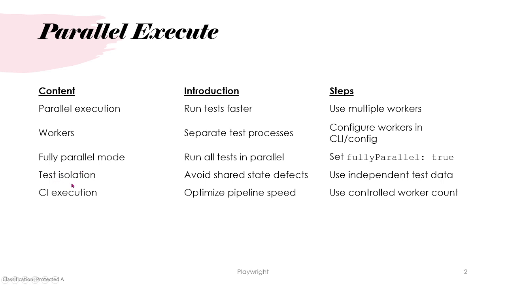Test isolation: avoid shared state defects. Use independent test data. CI execution: optimize pipeline speed. Use control worker count.